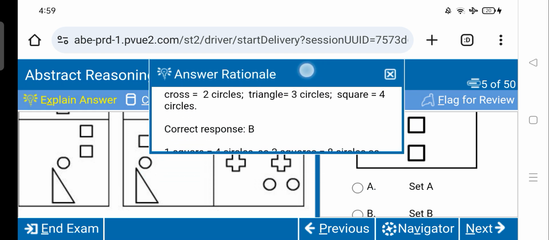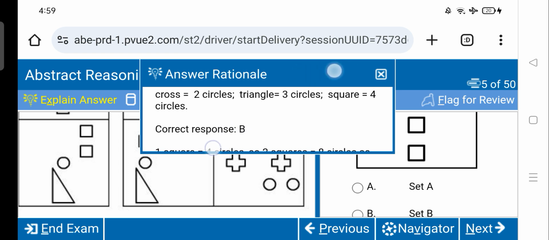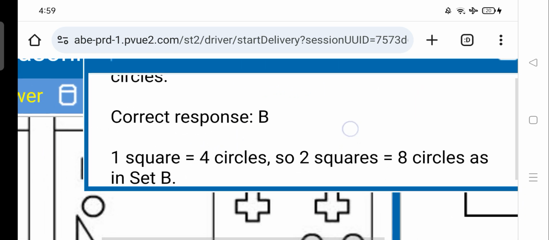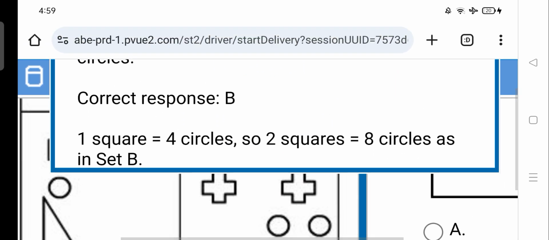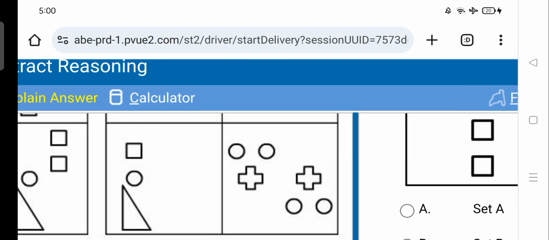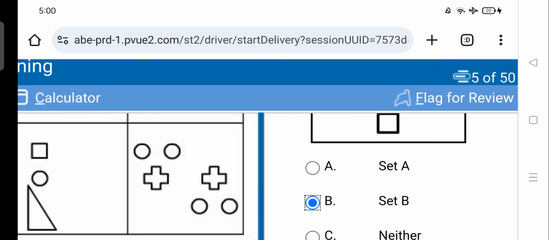So the rules are the same and the correct response is option B. As 1 square equals 4 circles, 2 squares equals 8 circles, as in set B. So that's how we can say the correct option is set B.